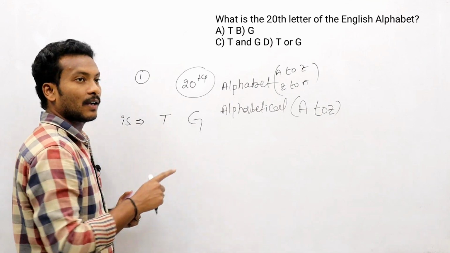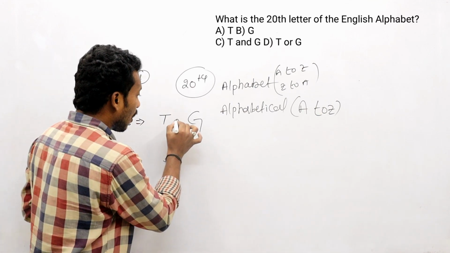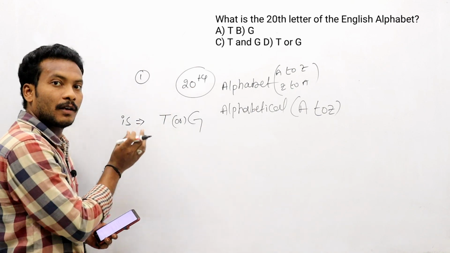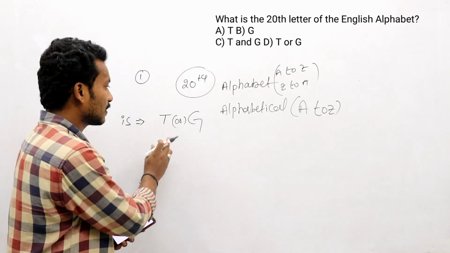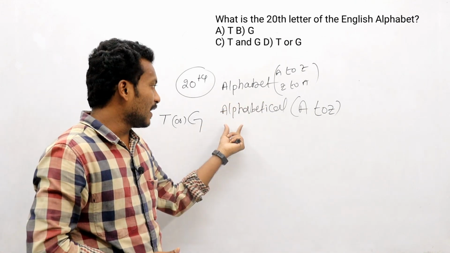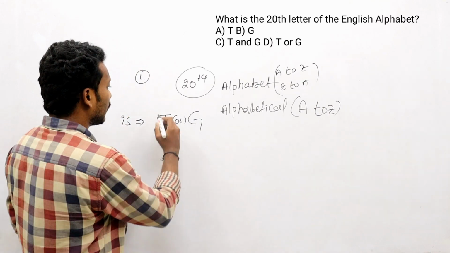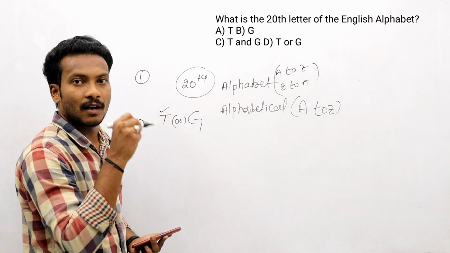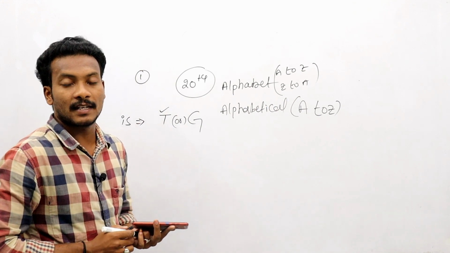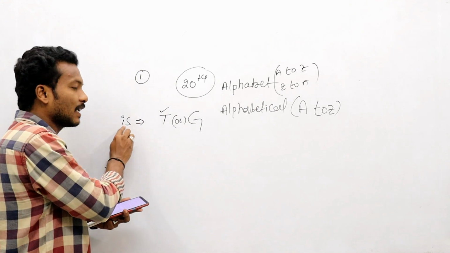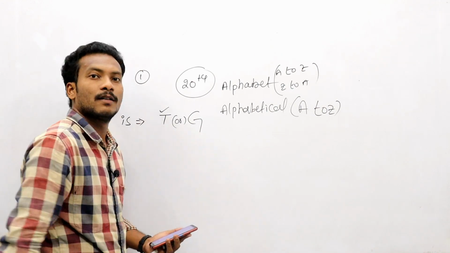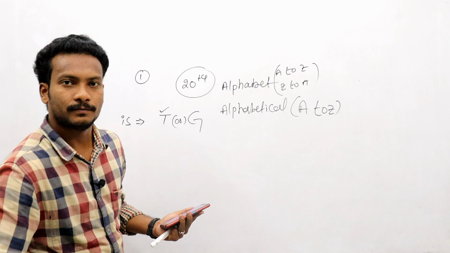Whether it is a T or it is a G. Whenever they give an "or", that is when we take T and G. Why? Because this is alphabet. Whenever it is alphabetical, we tick only T. But it is alphabet, so we are moving for T and G. Actually it is T and G, but in the question it is given "is". "Is" means we take only singular. Singular means T or G. Okay, right?